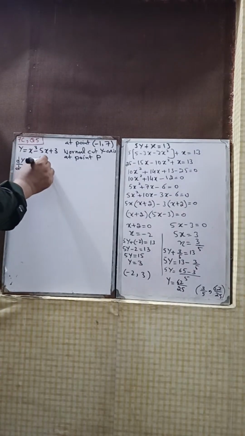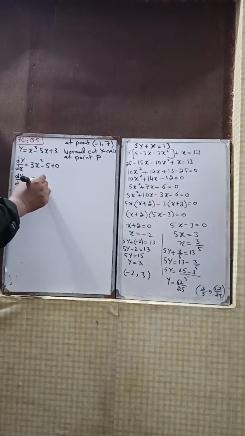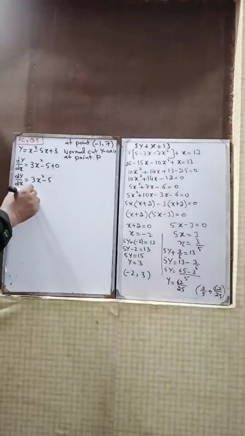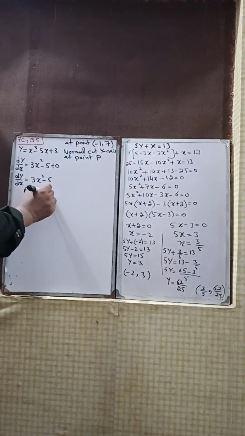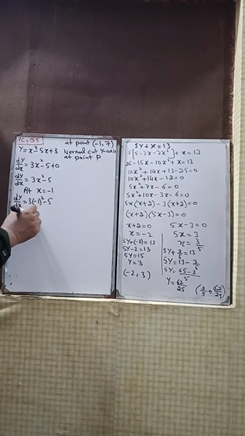So very simple. What I am going to do is first find the equation of the normal at the point (-1, 7). So I will differentiate this. dy/dx will be equal to 3x² - 5 + 0. So dy/dx will be equal to 3x² - 5. At x = -1, dy/dx will be equal to 3 into (-1)² - 5. So this will become 3 - 5, and that is -2.